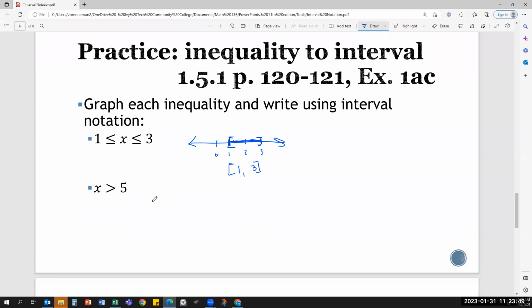x is greater than 5. I'm going to graph it, and because it's the arrow pointing to the right, wherever 5 is, it's going to start there with parentheses. So putting that into interval notation, I have parentheses 5, comma, and then I have the arrow, so I put the infinity, close the parentheses.